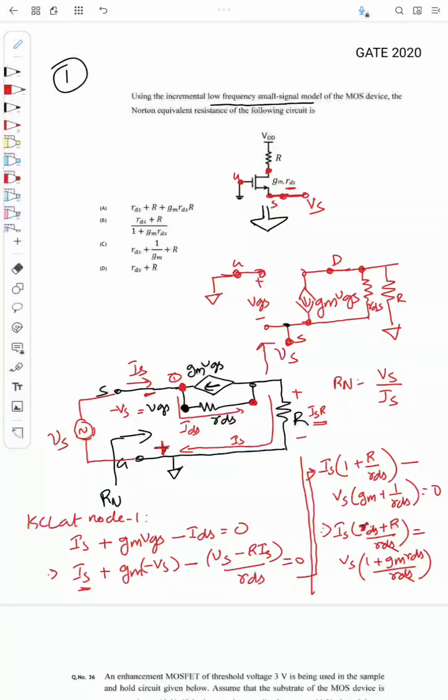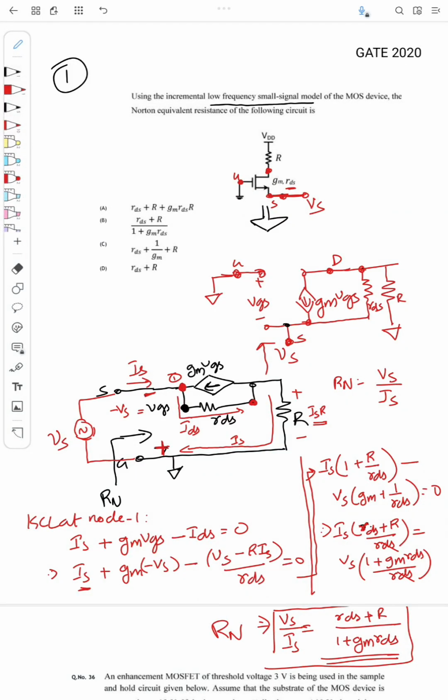So this RDS will be cancelled, and what will be Vs by IS? Vs by IS will be equal to RDS plus R by 1 plus gm RDS. Okay, so this will be the effective Norton resistance, Rn. So from the options it will be option B. Yeah, so this is how we find the Norton resistance. Okay, so now we'll go to the next question.